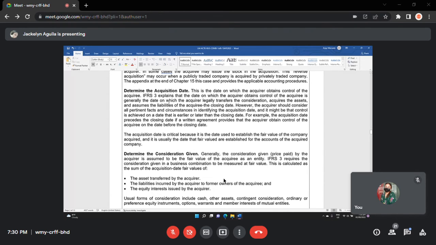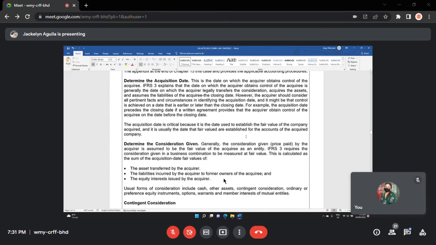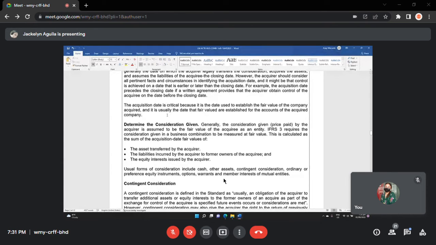However, the acquirer should consider all the pertinent facts and circumstances in identifying the acquisition date, and it might be that control is achieved on a date that is earlier or later than the closing date. For example, the acquisition date precedes the closing date if a written agreement provides that the acquirer obtains control of the acquiree on a date before the closing date. The acquisition date is critical because it is the date used to establish the fair value of the company acquired, and it is usually the date that fair values are established for the accounts of the acquired company.